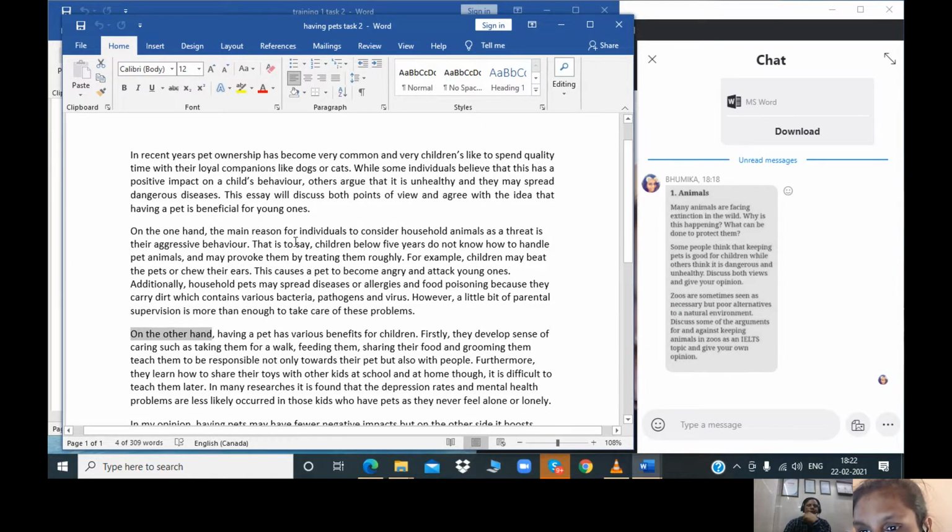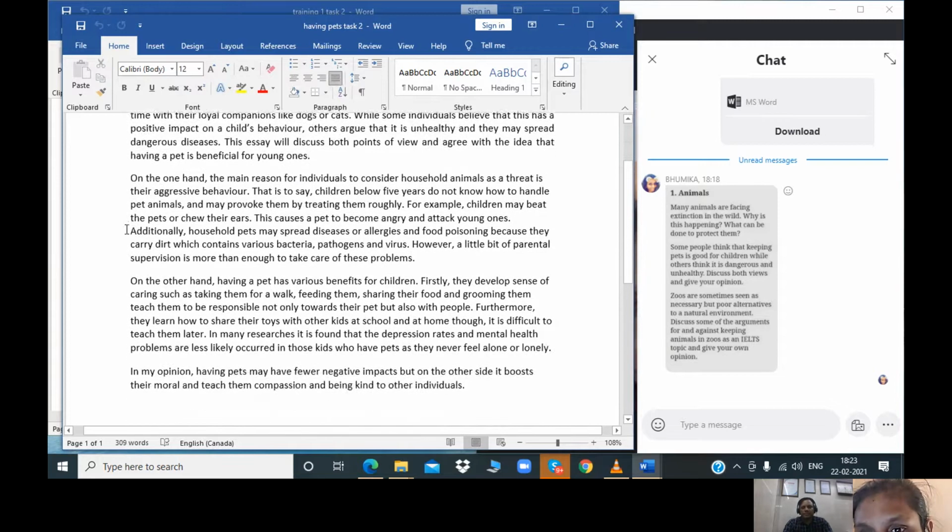Okay. On the one hand, the main reason is individuals consider animals a threat is their aggressive behavior. This is to say, children below 5 years do not know how to handle pet animals and provoke them by, for example, beating the pets. It's okay. You have given a very nice example. This is organized.